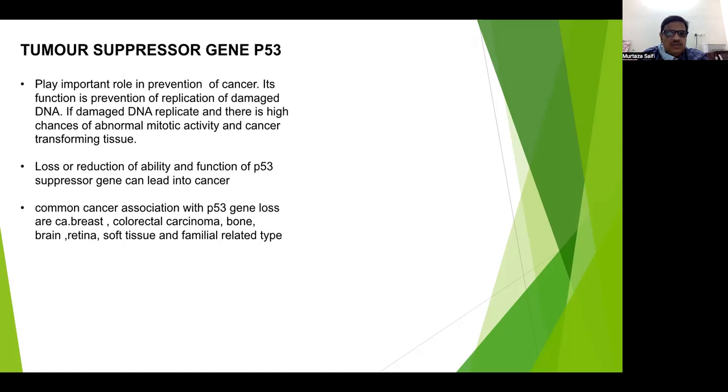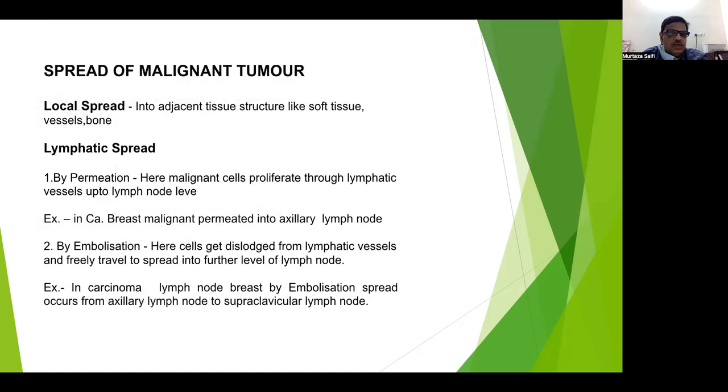Common cancers associated with P53 gene loss are: one, carcinoma of the breast, very important. Second, colorectal carcinoma. Third, bone, brain, retina, soft tissue, and related types of cancer. Now come to a very important question you can be asked in the examination: what are the different modes of spread of malignant tumor? There are different modes.